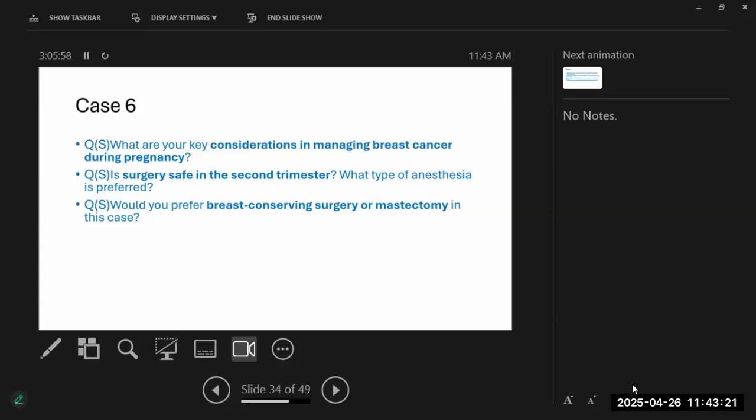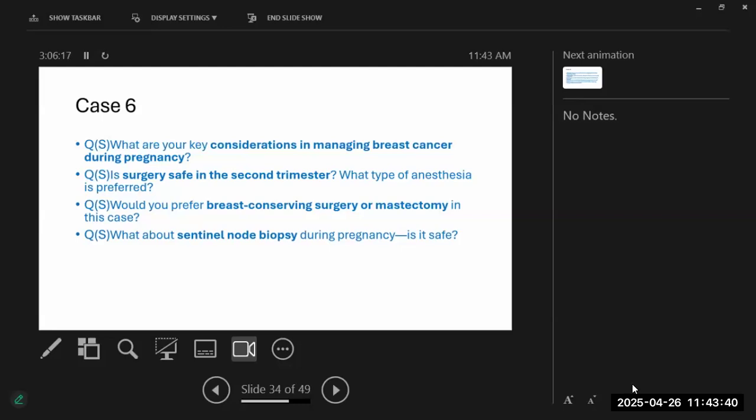So breast conservation or mastectomy can be offered in the second trimester and the third trimester. So what is the place for sentinel node? You have two methods: blue dye and radioactive sulfur colloid.